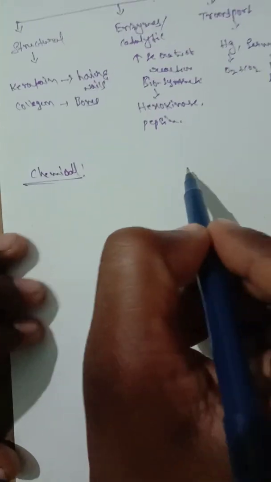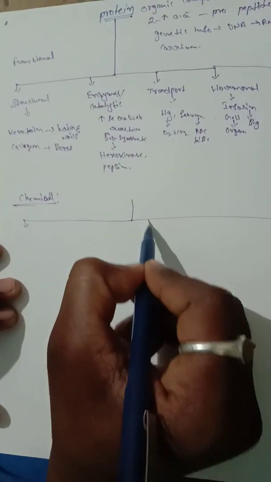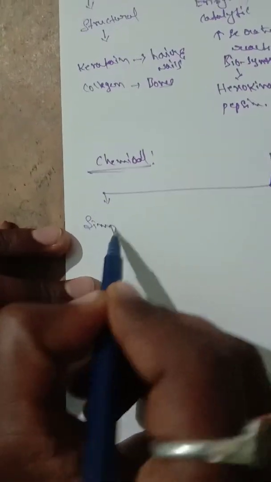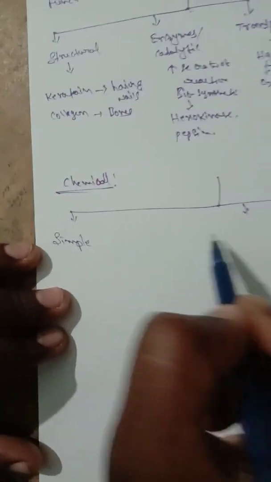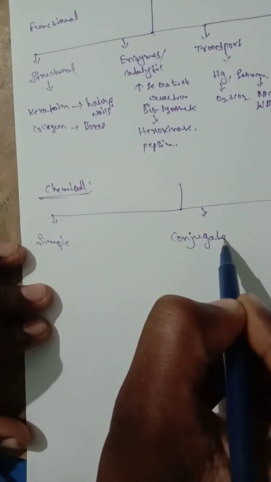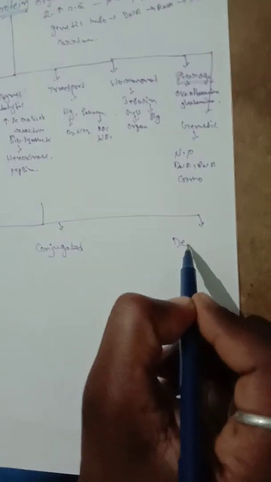The proteins are classified into mainly three types only. What is that? First one is simple proteins. Second one is conjugated proteins. And third one is the derived proteins.